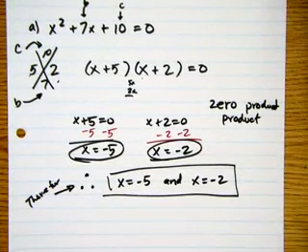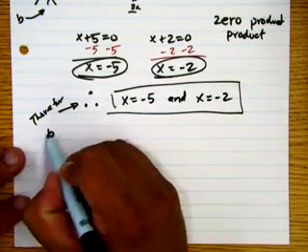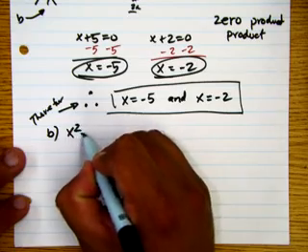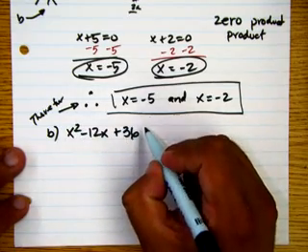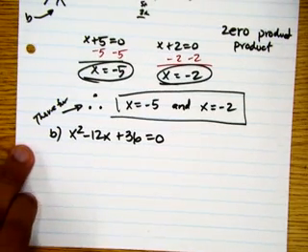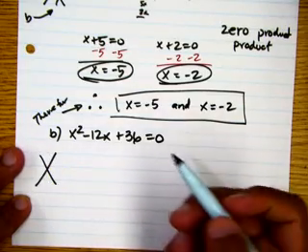Alright, so we're going to do another problem. It's not similar to this one, but in a different situation. Let's go with B. The problem is x squared minus 12x plus 36 equals 0. We do the same thing as before: we do the magic X, since you already have discovered that, and once we do the magic X, we can do the zero product property.